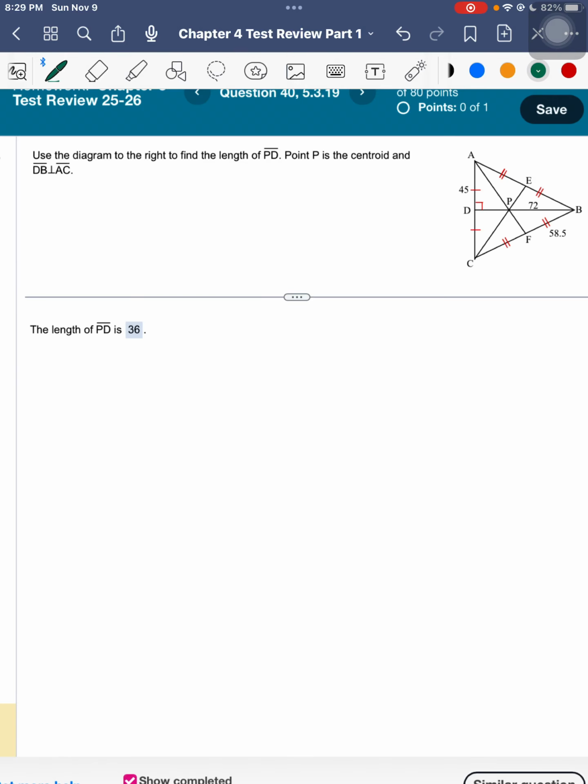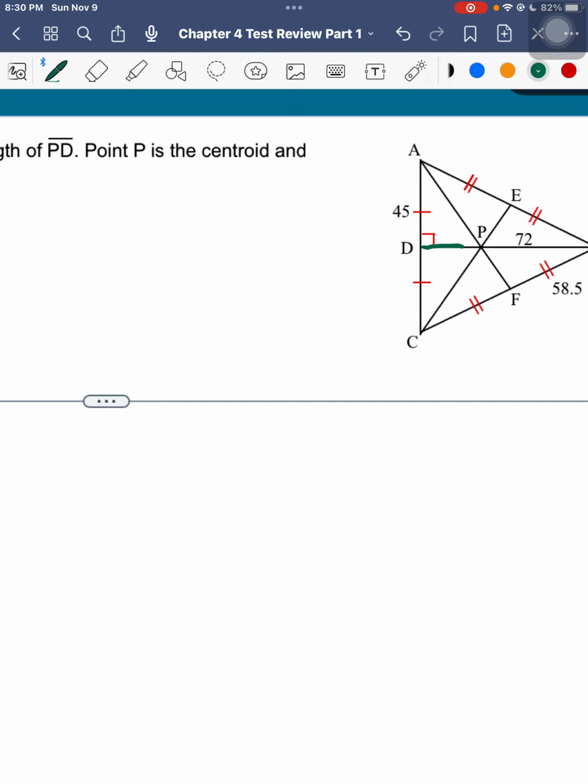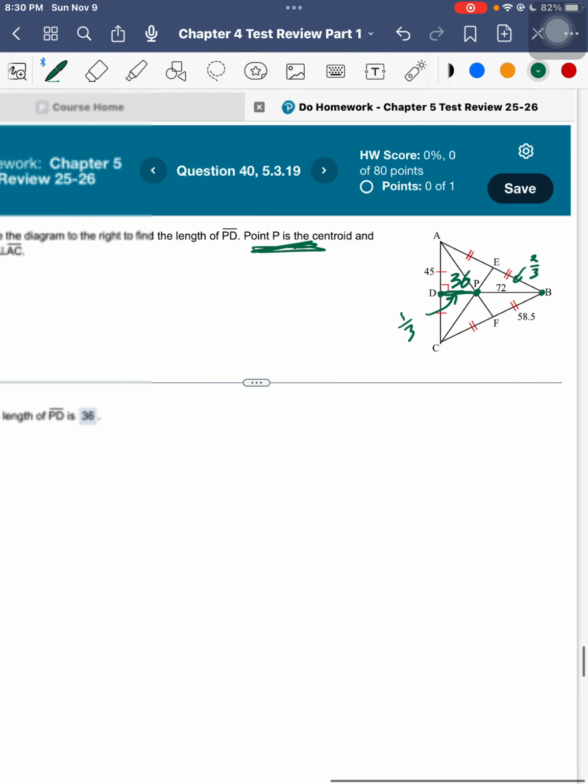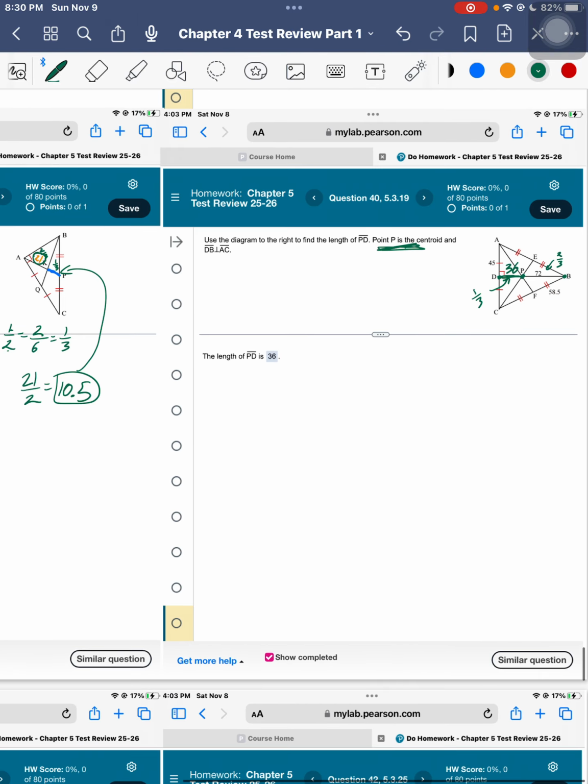Use the diagram to the right to find the length of PD. Okay, so PD right here. Point P is the centroid. So if point P is the centroid, then that means that BD is an entire median, and PB is the 2/3 portion, which means that DP is the 1/3 portion. So in order to find PD, which is the 1/3 portion, I need to take that 72, which is the 2/3 portion, and divide by 2. What's 72 divided by 2? That is 36. So the answer is 36.